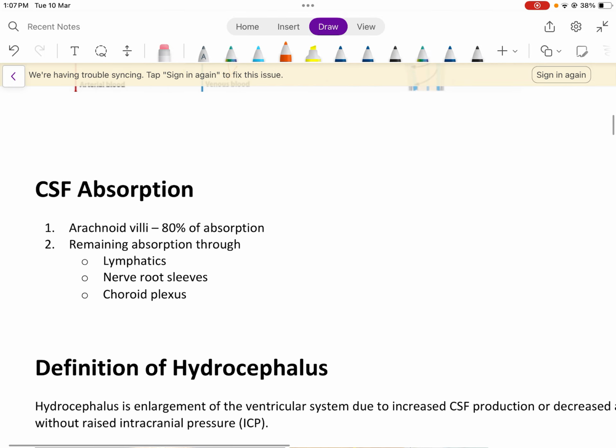Now the CSF absorption, what I told you, 80% of the CSF absorption is going to occur by the arachnoid villi. The remaining absorption is going to occur through the lymphatics, the nerve root sleeves, and the choroid plexus.